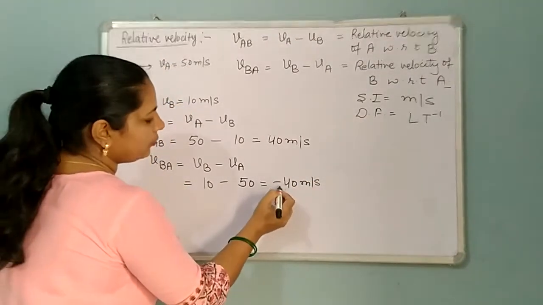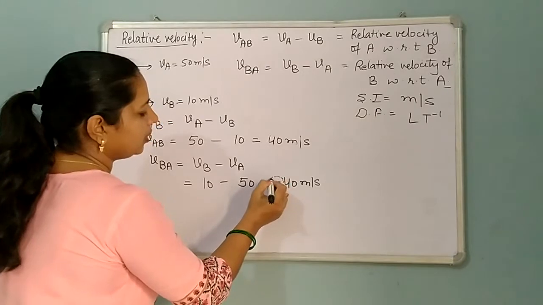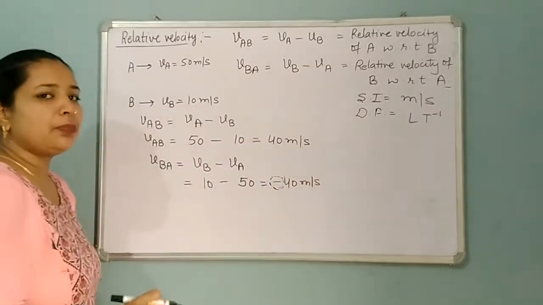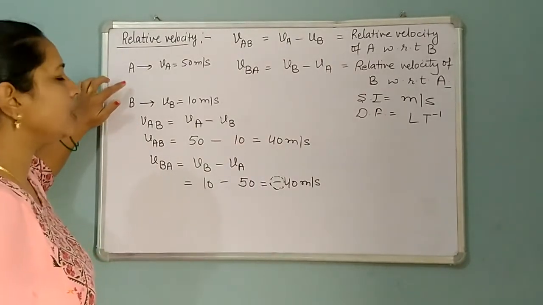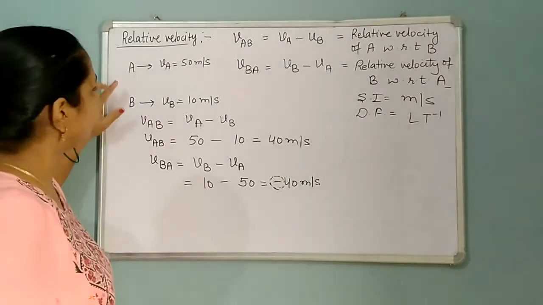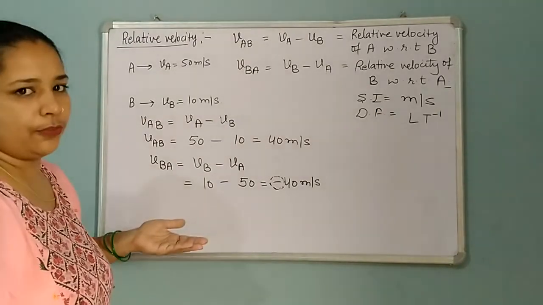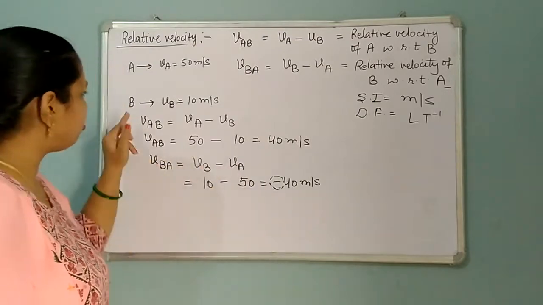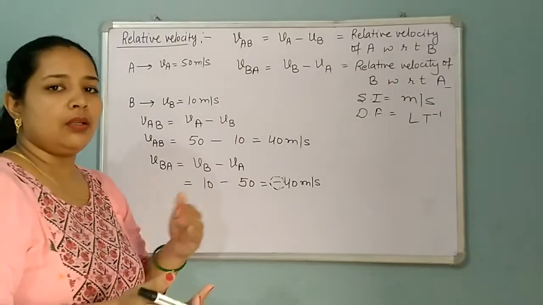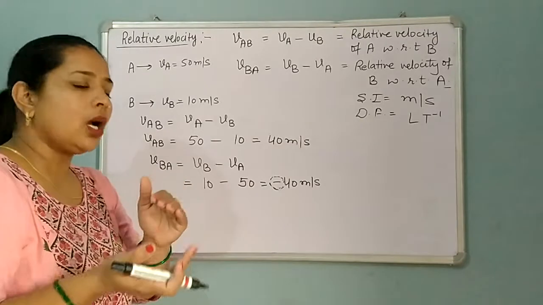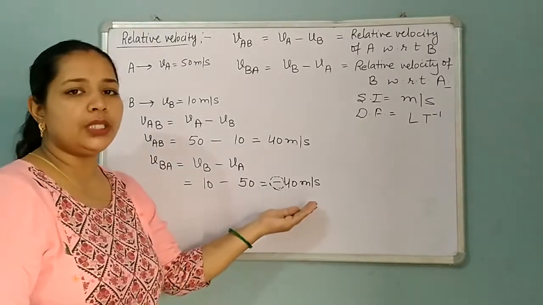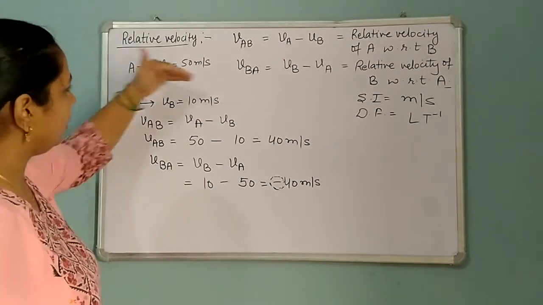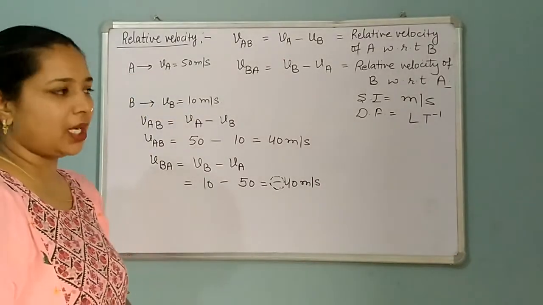What is the meaning of this minus sign here? Why is this minus sign there for this case, not for the other? That simply means A is moving faster than B, and the amount by which it is faster is 40. And here the negative sign means B is behind A. B A से पीछे है by how much amount? That is 40 meter per second. This is the case for parallel motion in the same direction.